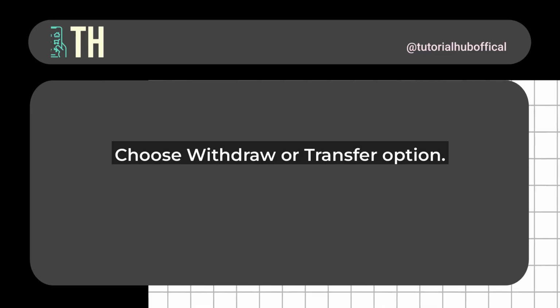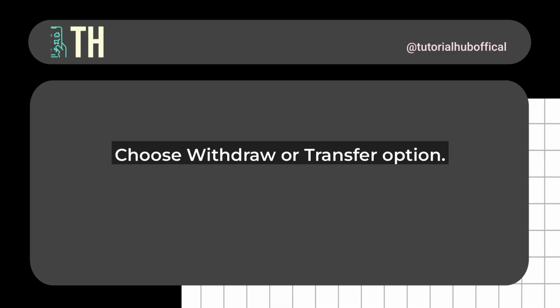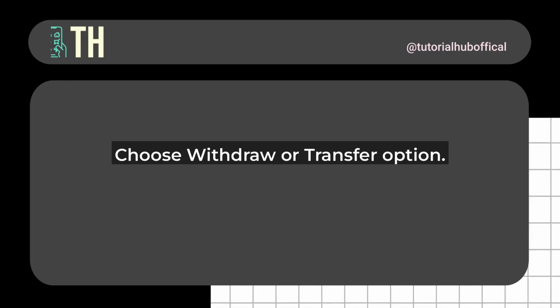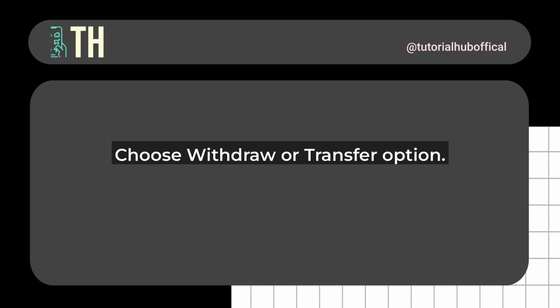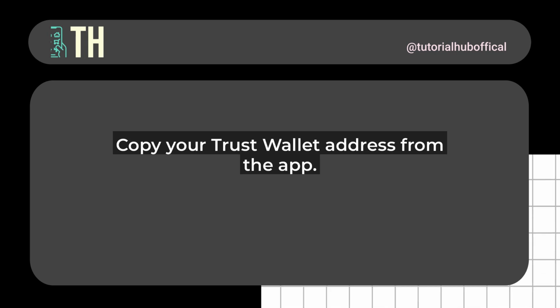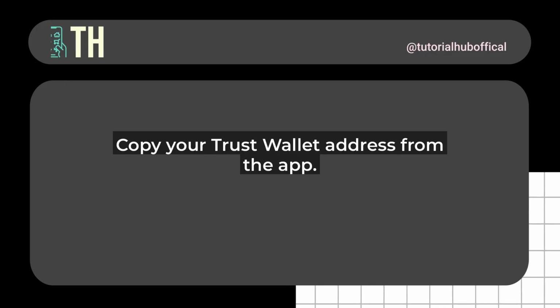Next, tap on your Matic holdings and select the Withdraw or Transfer option. This is where you'll need your Trust Wallet address ready. Don't have it? Open your Trust Wallet app, go to the Matic network, which is based on Polygon, and copy the wallet address from there. Pro tip: always verify the address to avoid any costly mistakes.